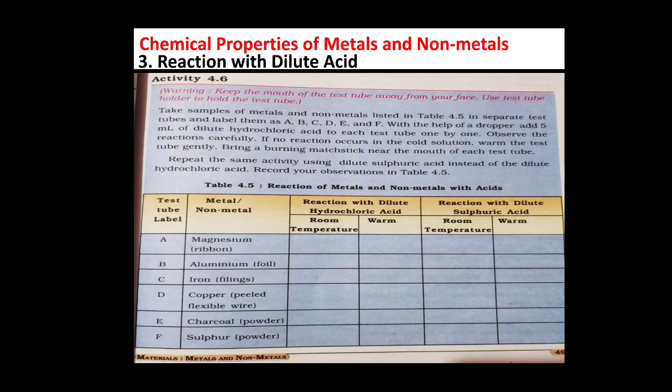Take samples of metals and non-metals. The examples are given in the table, just see, in separate test tubes, and label them as A, B, C, D, E, F. With the help of a dropper, add 5 ml of dilute hydrochloric acid to each test tube one by one. Observe the reaction carefully. If no reaction occurs in the cold solution, warm the test tube gently. Bring a burning matchstick near the mouth of each test tube. Repeat the same activity using dilute sulfuric acid instead of dilute hydrochloric acid.